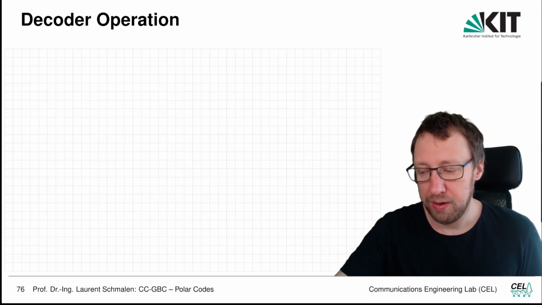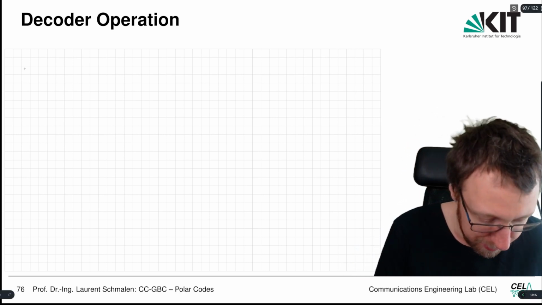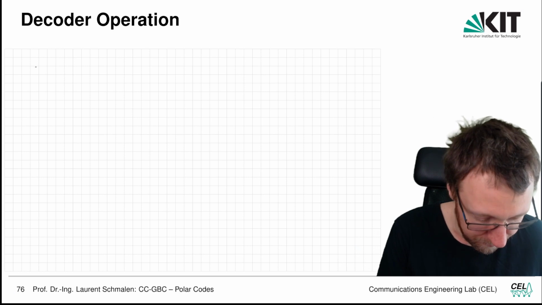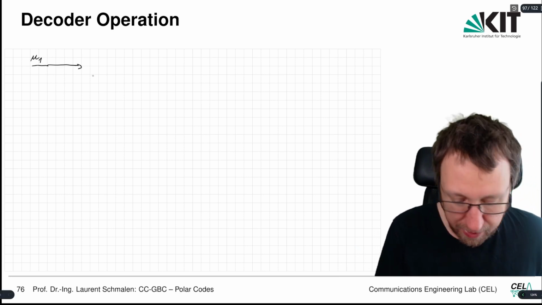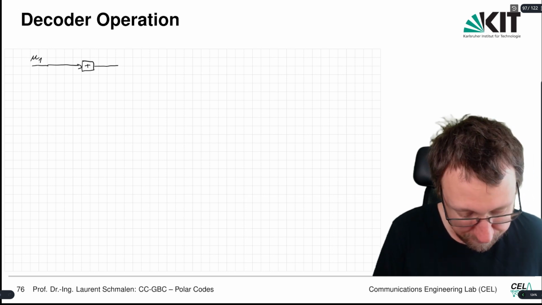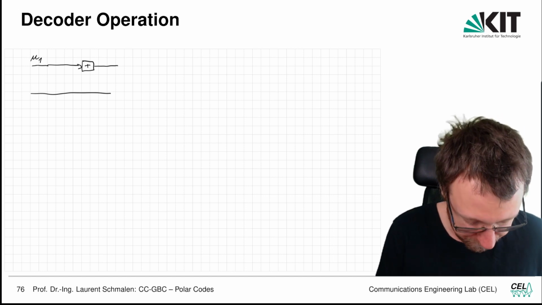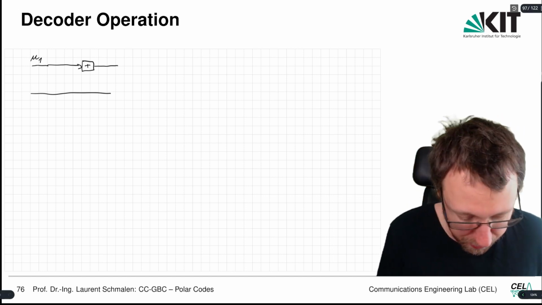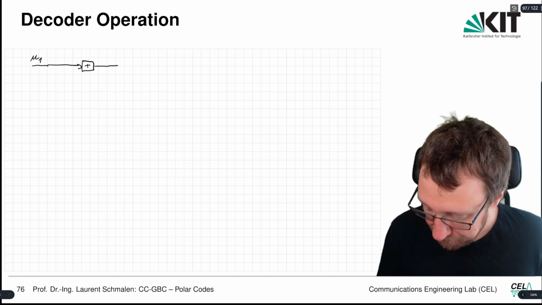What do we do on general channels? On general channels, we have the following situation. So we have U1, and then I'll put a box here together with U2. We saw that U2 acts as a noise, kind of.